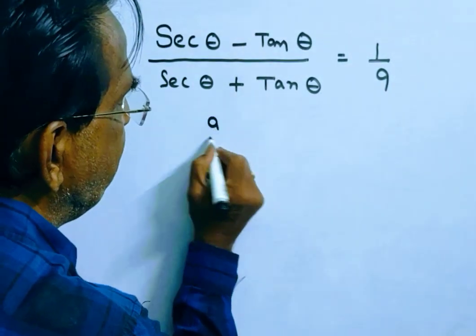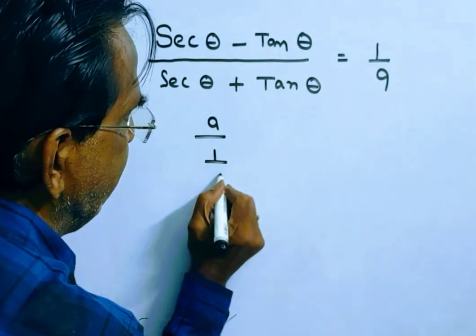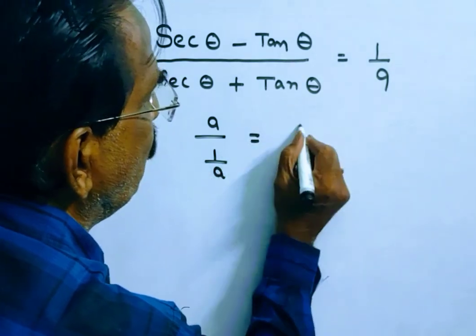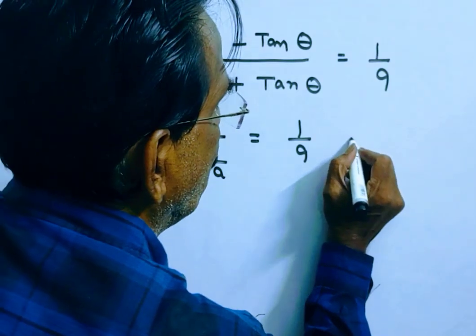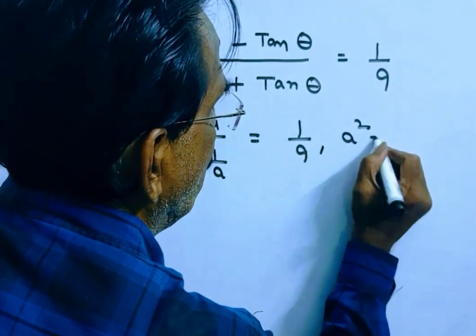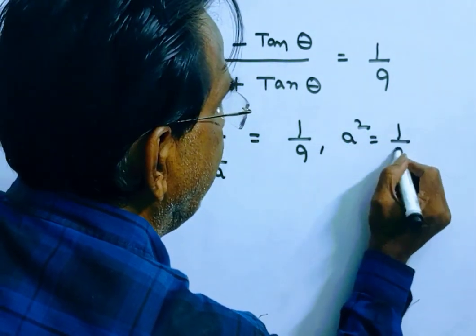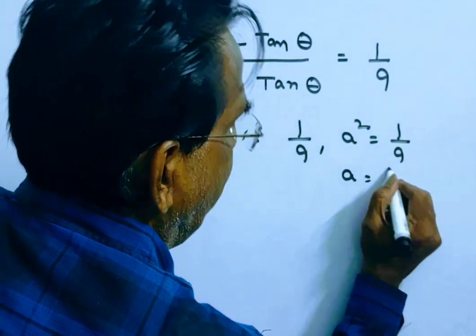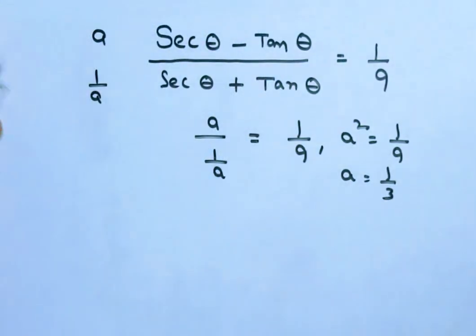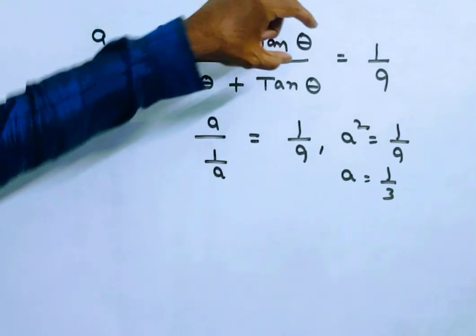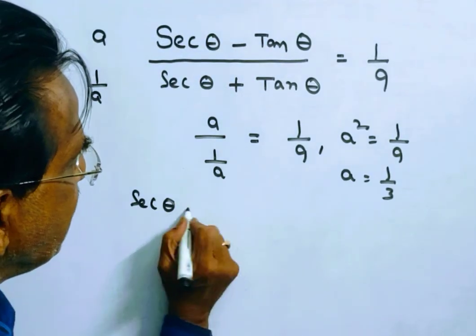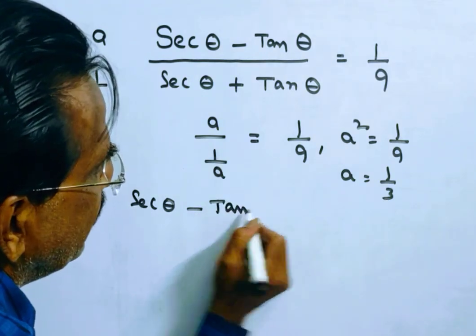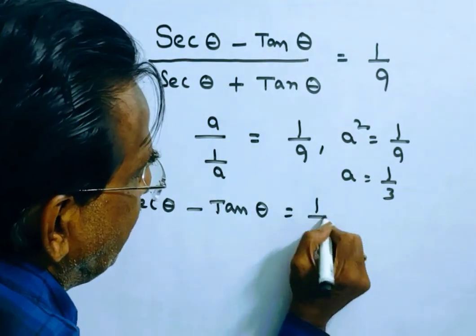So A by 1 by A is equal to 1 by 9. It implies A square is equal to 1 by 9, A is equal to 1 by 3. That means secant theta minus tan theta is equal to 1 by 3.